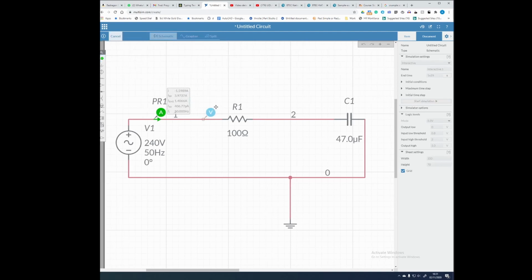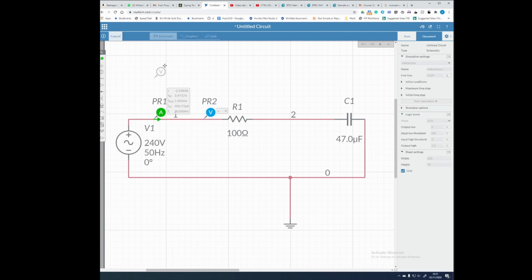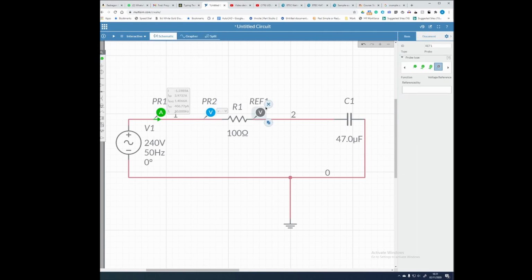So put our voltmeter in. Now remember, this is going to measure the voltage across the whole thing. So we're going to need to put a reference in, and we need to make sure that PR2, the voltage meter, has a reference of Ref1. So it's measuring from there to there, not from there to ground, which is what it would do otherwise. And also set that as periodic as well.